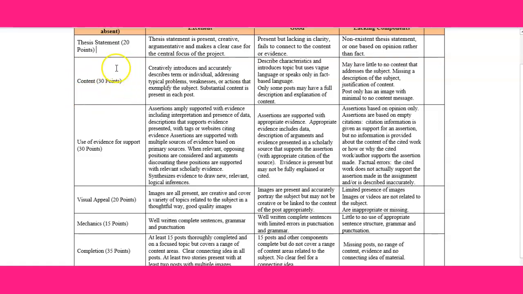So in terms of content, this is worth 30 points. And what I'm grading you for on content is that it creatively introduces and accurately describes terms or individuals, addressing the typical problems, weaknesses, or actions that exemplify the subject, and that substantial content is present in each post. So I don't want you guys just to have 2 sentences about it and then just wax poetic about something that doesn't have to do with anything, right? Like, so make sure that everything relates to each other, wanting full credit for your content.